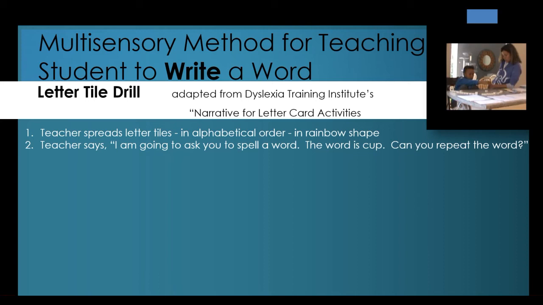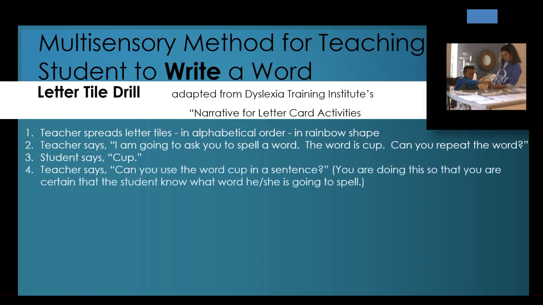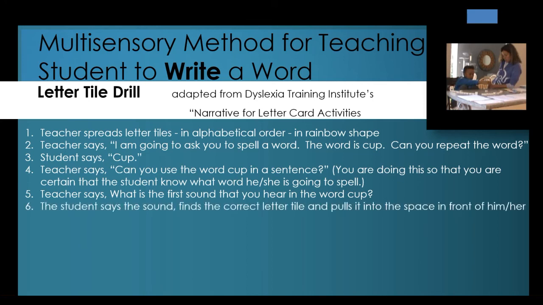So I will say, I'm going to ask you to spell a word. The word is cup. Can you repeat the word? The student says cup. The teacher says, can you use the word cup in a sentence? You want to do this because you want to make sure that that student knows what word they're going to try to spell here. The teacher says, what is the first sound that you hear in cup? The student will say k, and hopefully they'll pull the correct sound in front of him or her.